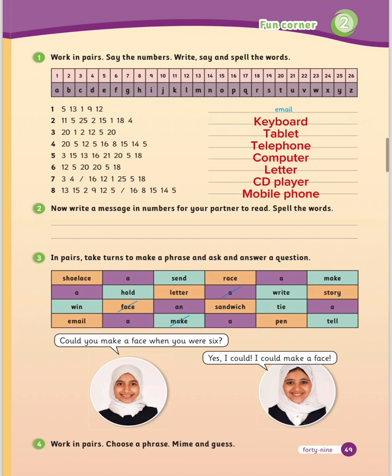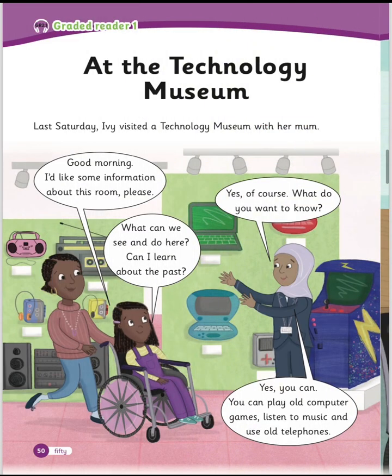Exercise number 3. In pairs, take turns to make a phrase and ask and answer a question. Make a phrase from the words in the box. Like the examples, could you make a face when you were 6? Yes, I could. I could make a face. Exercise number 4. Work in pairs. Choose a phrase, mime and guess.